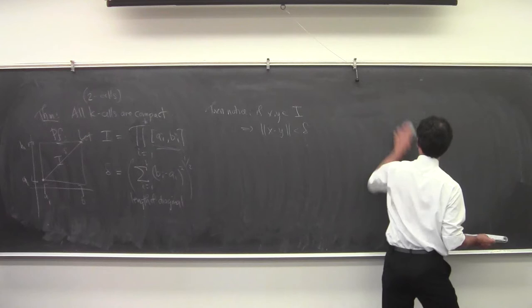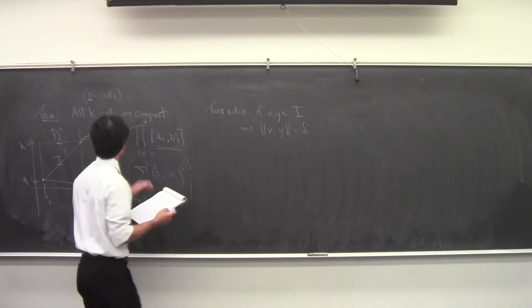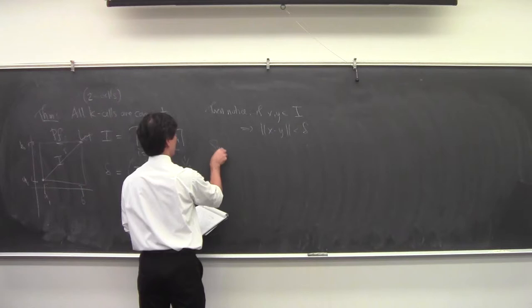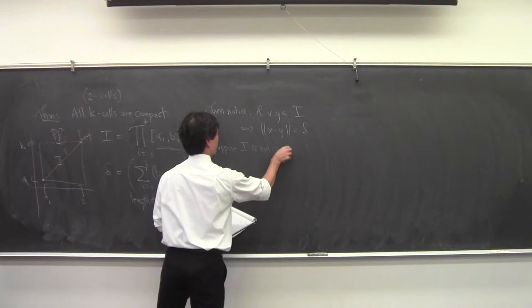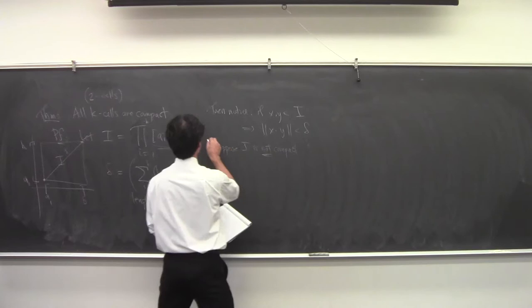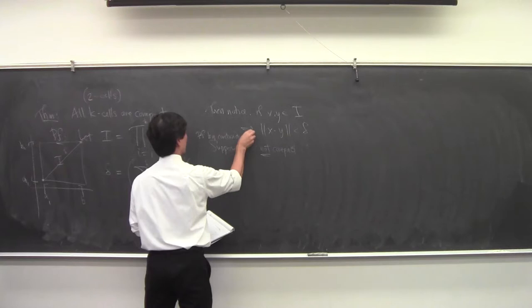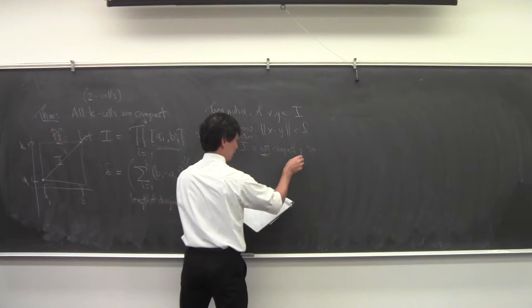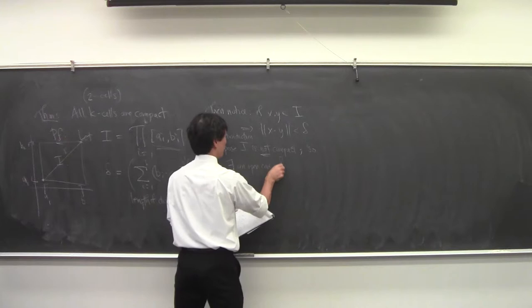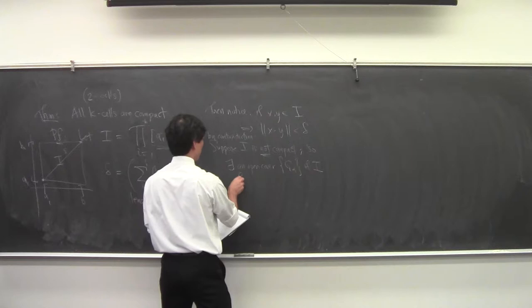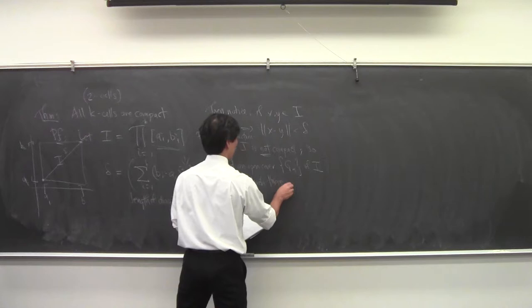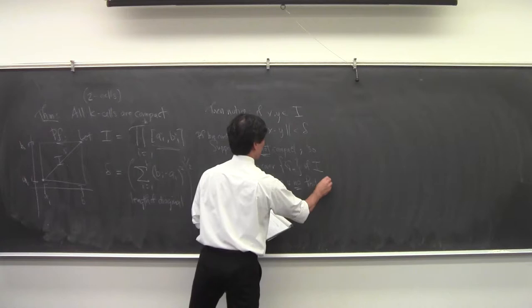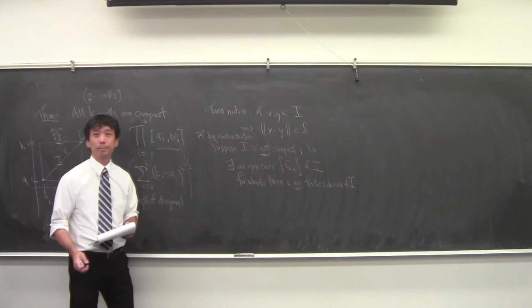So we're going to show that this is compact by contradiction. Suppose I is not compact. In that case, there's some bad cover. So there exists an open cover G alpha of I for which there is no finite subcover. There's no way of getting a finite subcollection that still covers I.